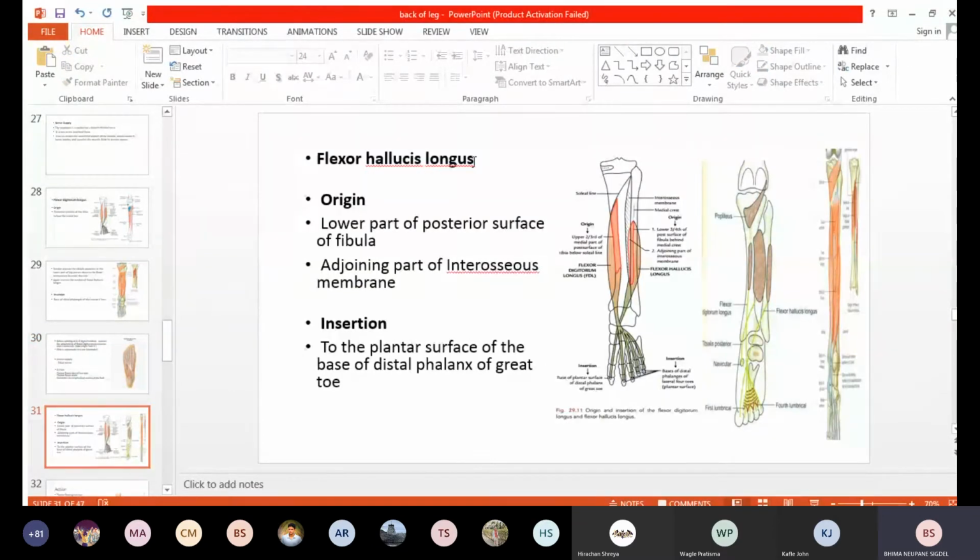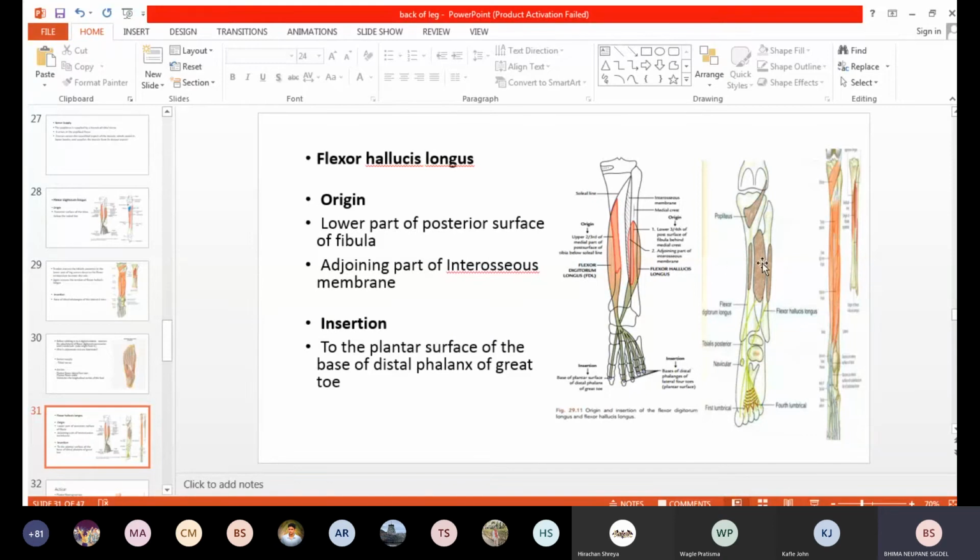Now, the flexor hallucis longus. Flexor digitorum longus was arising from the tibia, just below the soleal line. Now you have to go more laterally for the flexor hallucis longus. You can see here this is the fibula. It arises from the lower part of the posterior surface of the fibula, along with the interosseous membrane, which is present between the tibia and the fibula.